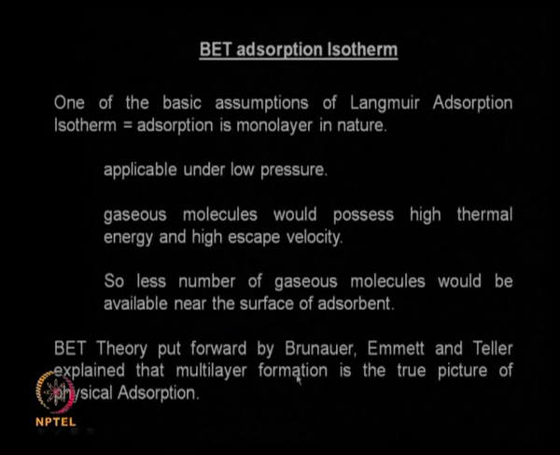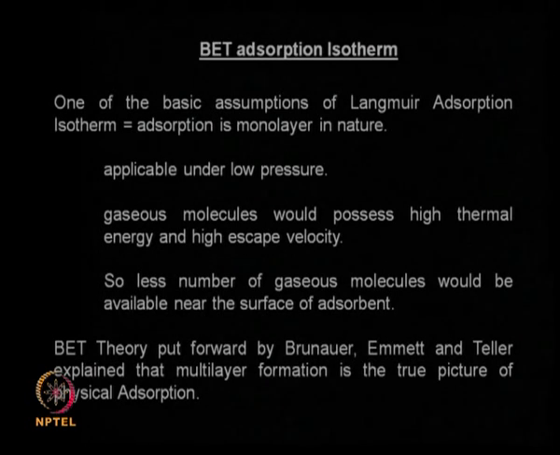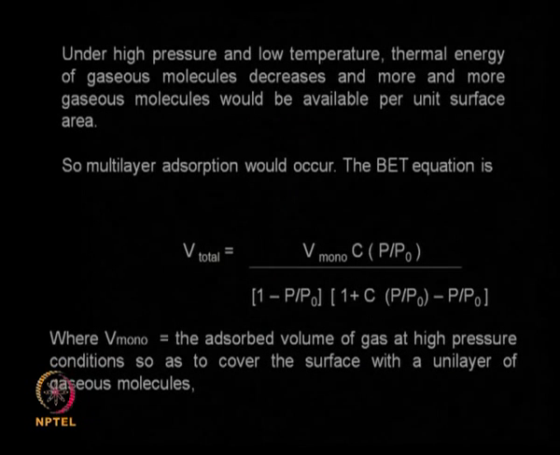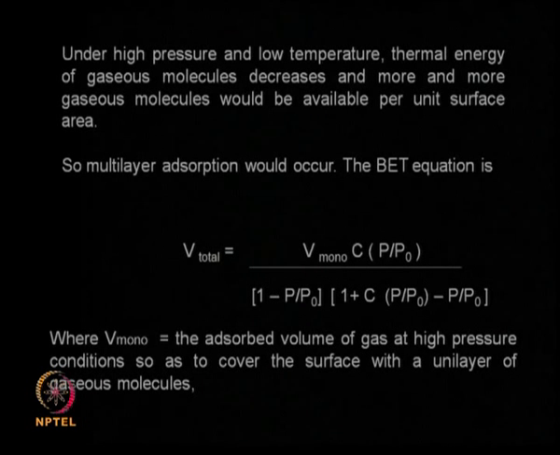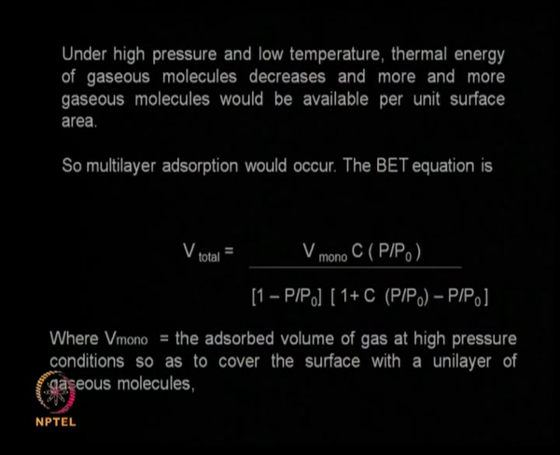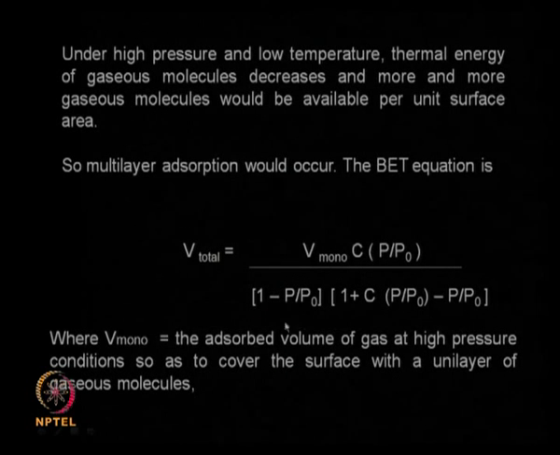So this assumes that there is a multilayer formation, unlike the previous theories. And this assumes that once you form a single layer you can form the next layer. If you look at these theories of Freundlich or the Langmuir, which is very ideal for low pressure, when you go to high pressure you have the thermal energy of gaseous molecules decreasing and more gaseous molecules will be available at the surface. So you will end up with a multi-layer adsorption process, and the equation becomes slightly more complicated.